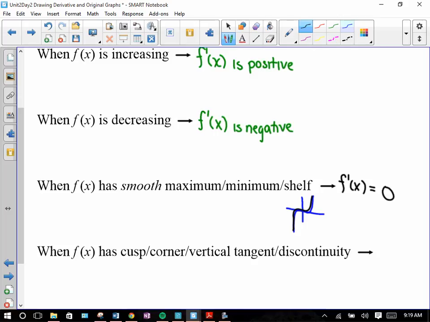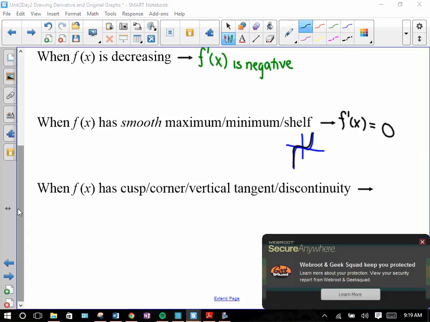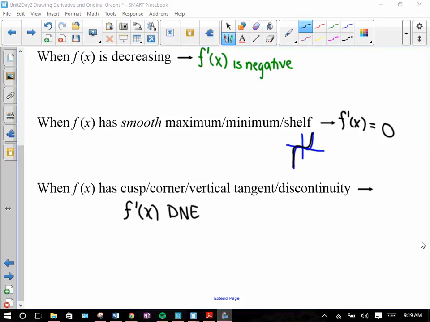And eventually what we're going to learn to do is say, okay, we know where that first derivative is 0. We're going to do this today. What does the function have there? Is it a minimum, a maximum, a shelf? We have to figure that out. And then finally, when f of x has a cusp, corner, vertical tangent, or discontinuity, your first derivative, f prime of x, does not exist. It is not differentiable. Alright, we talked about that already.